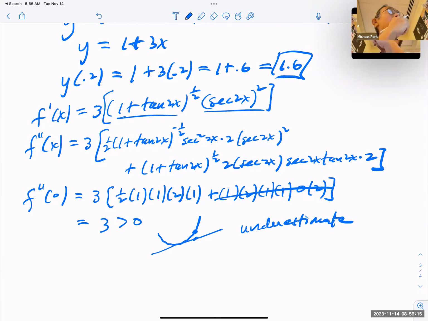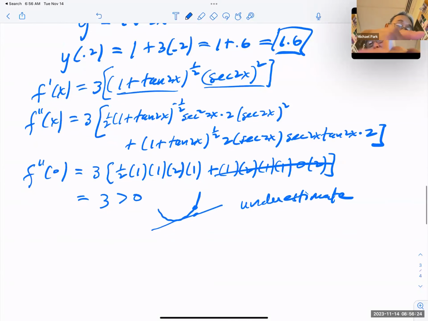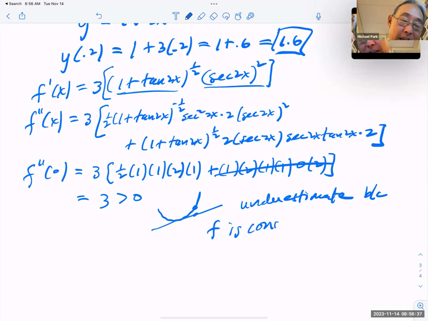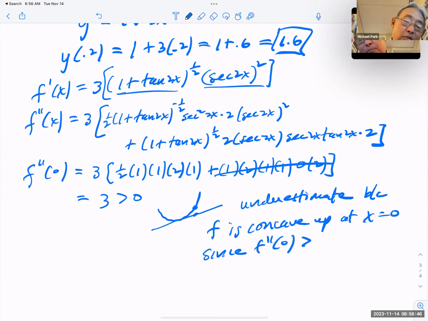Oh, it doesn't even ask you why. Well, on the test, I might ask you why. What if I ask you to explain? It's an underestimate because, we're just practicing, it doesn't say you have to do this, but we're just practicing, because you have to mention the function by name: F is concave up at x equals 0, since F double prime of 0 is positive.